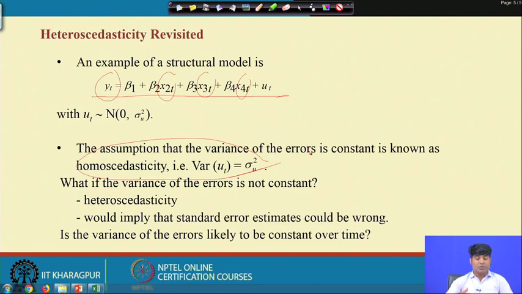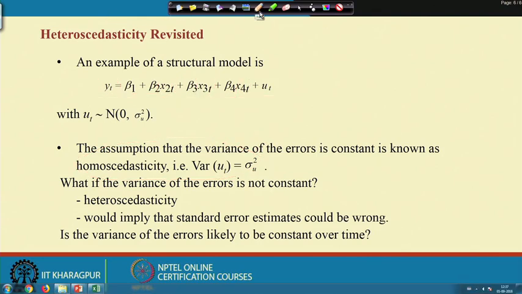So, that means we would simply say that the standard error estimate could be wrong, that is, whether the variance of the errors is likely to be constant over time. That is what the questions will usually be expecting in the process of this modeling.